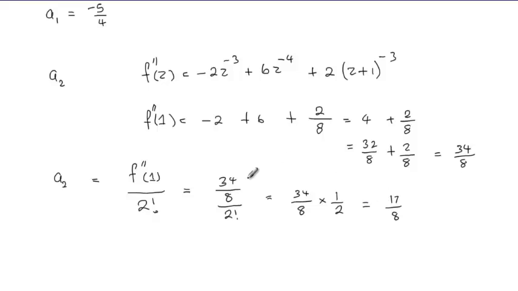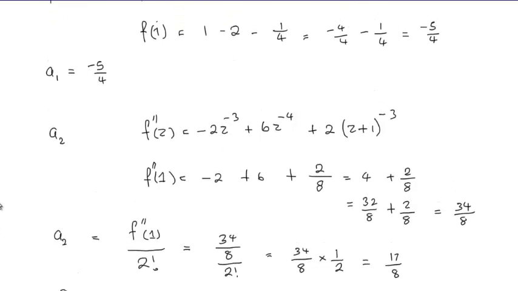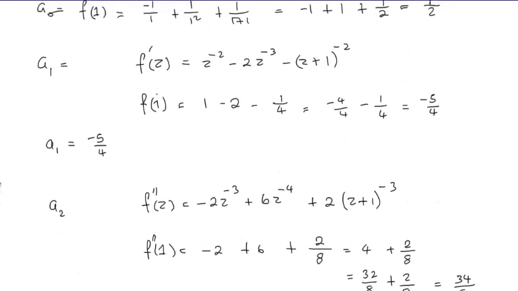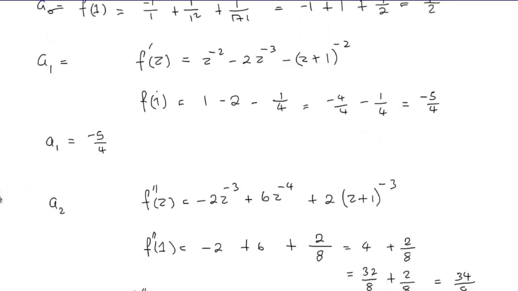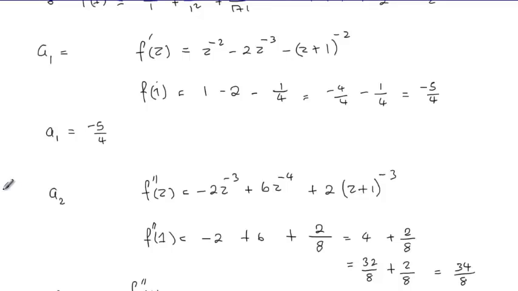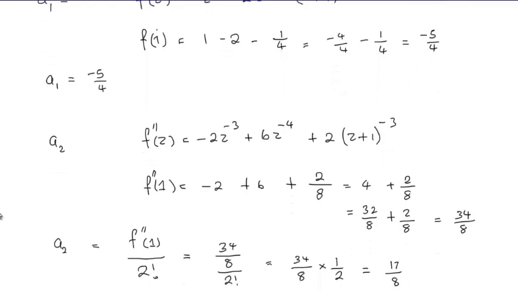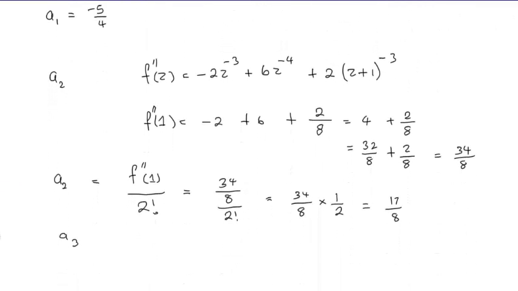I think you've seen what the process is here. We'll continue to find your A3, A4, up to A4. Then you've got your 5 terms. Then writing our power series now, we need to start from our A0 there, which is half, our A1, which is minus 5 over 4, our A2, which is 17 over 8.